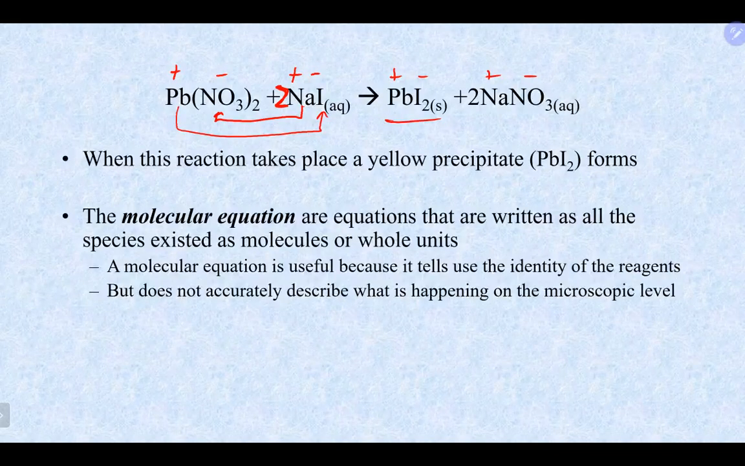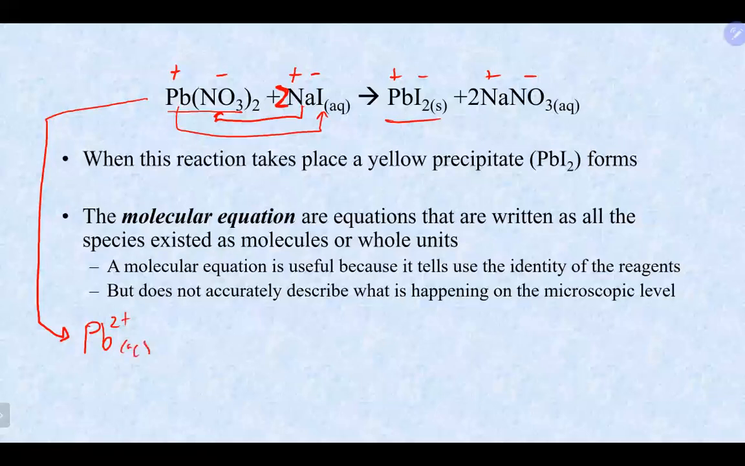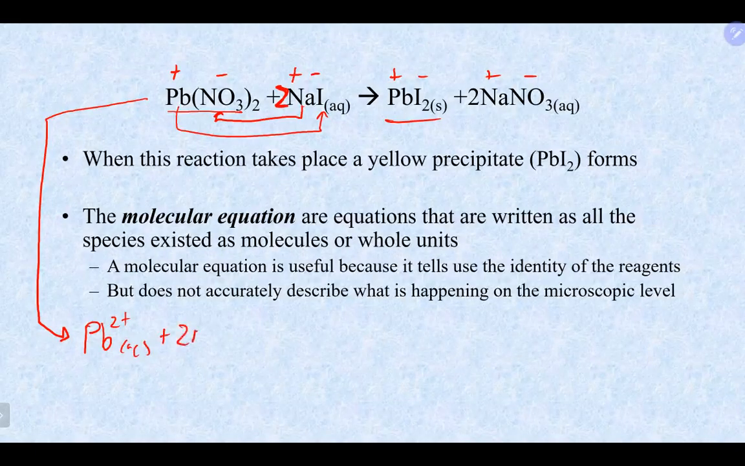So for example, in solution, this guy here, which is a strong electrolyte, will actually break apart. And what you would have is you would have some lead 2 ions floating around. You would also have a couple of the nitrate ions floating around. The 2 here comes out in front when you do that. The sodium iodide would also be a strong electrolyte. So you would have 2 of the sodium ions floating around. And you would have 2 of the iodide ions floating around. And that comes from distributing this 2 to each of these guys.